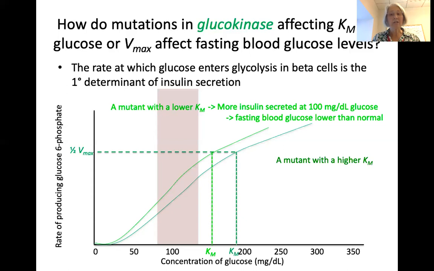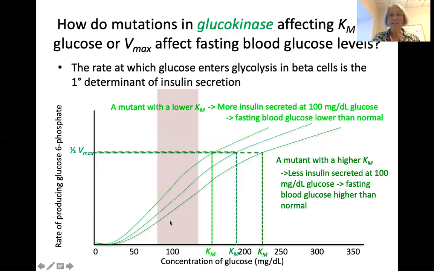If, on the other hand, somebody inherits a mutation that causes a higher Km of glucokinase, that will look something like this. The Vmax has not changed, but the Km is greater. And now the reaction occurs more slowly. See, it's slower than the normal enzyme. That will mean that less insulin is secreted and fasting blood glucose will be higher than normal. This is a form of what's called MODY, or maturity onset diabetes of the young.